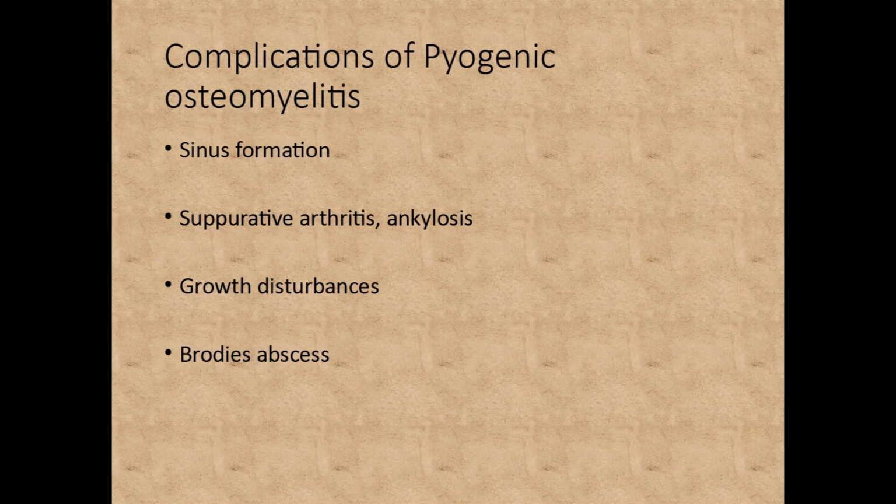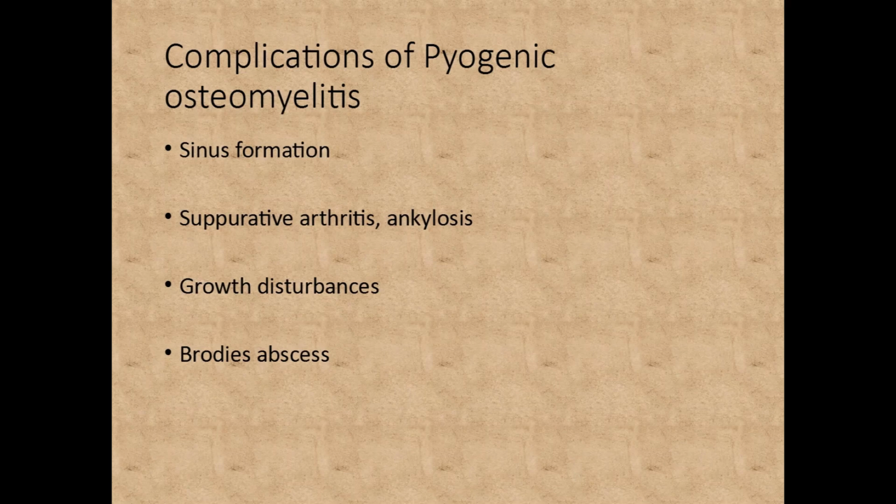If the osteomyelitis is close to the growth plate of a bone, then it can cause inflammation of the growth plate. If the growth plate is inflamed, it will give rise to certain growth disturbances. This will give rise to what is known as limb length discrepancies. It can give rise to either shortening of a limb or lengthening of a limb. Any of the two are possible.